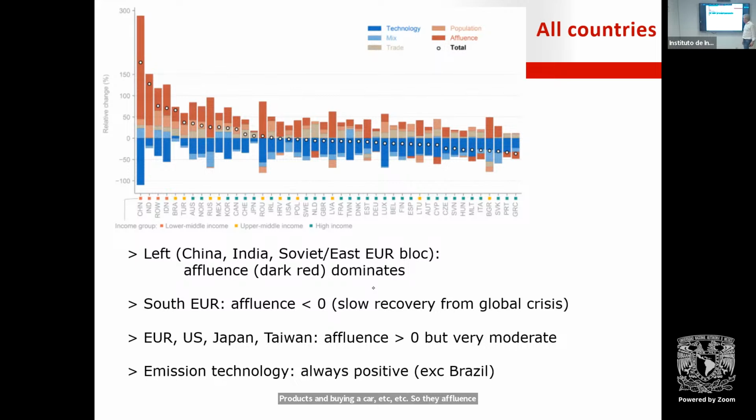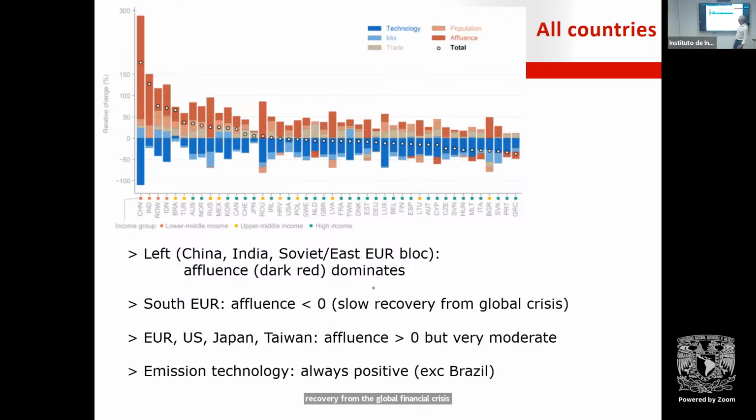In South European countries, you find sometimes below the zero line, here for Greece and Portugal and Italy, Malta, Cyprus, another drop in the ocean, Spain, you see that the dark red here is negative. So the affluence is even negative. And this is because the Southern European countries showed a very slow recovery from the global financial crisis.